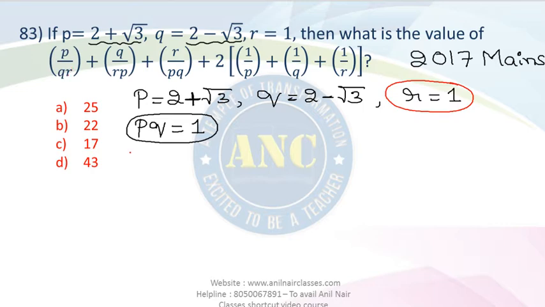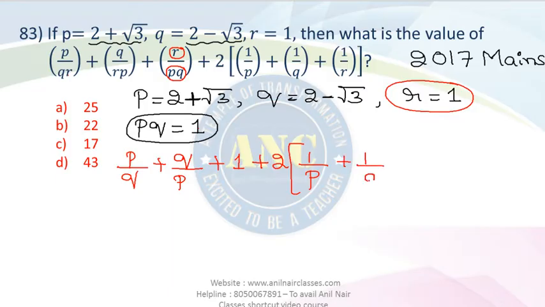The first term becomes P by Q into 1. The second term is Q by P into 1. The third term: R value is 1, PQ value is also 1, 1 by 1 is nothing but 1. The fourth term is 2 times of 1 by P plus 1 by Q plus 1 by R. R value is 1, 1 by 1 is 1. This is what they are basically asking you to find. Now, is it difficult, sir? Definitely it should not be difficult, because I am damn sure that we have solved this kind of shortcut earlier in our basic level of questions.